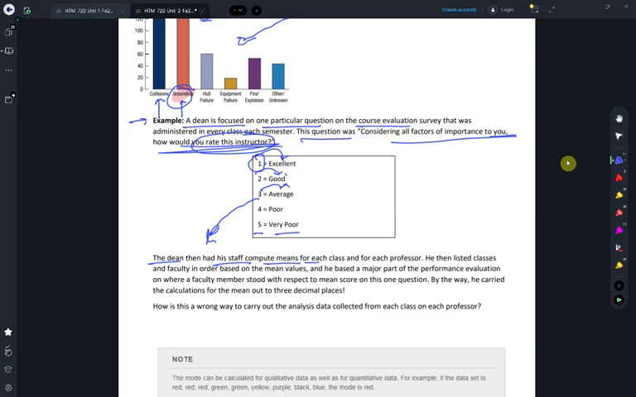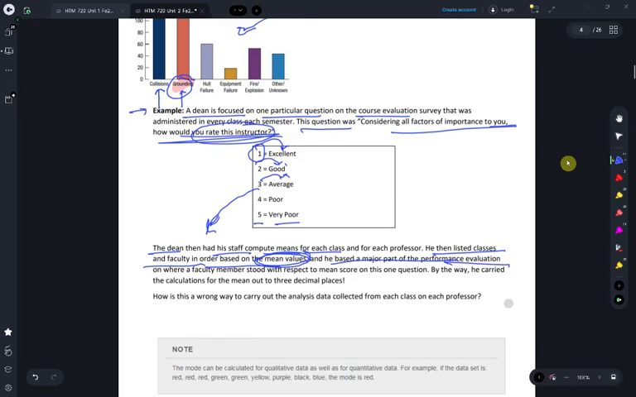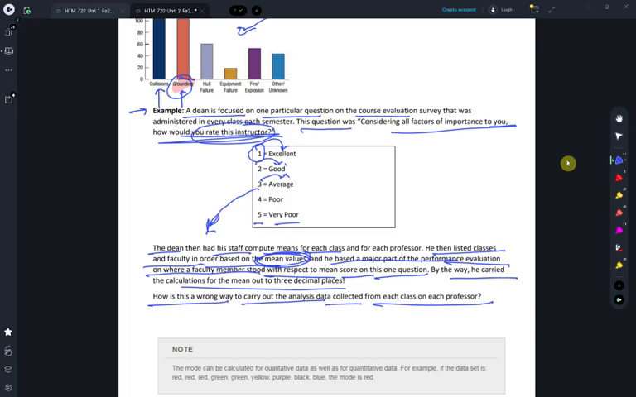After collecting data from all the students who rated this instructor, the dean had the staff compute the means for each class and for each professor. He then listed the classes and faculty in order based on the mean or average values. And he based the major part of the performance evaluation on where a faculty member stood with respect to the mean score on this question. By the way, he carried the calculations to 3 decimal places. How is this a wrong way to carry out analysis of data collected from each class on each professor?